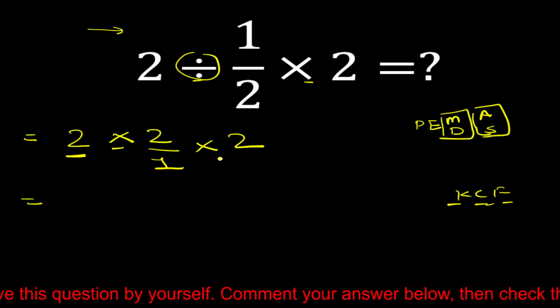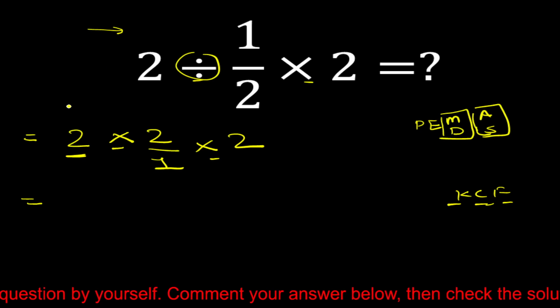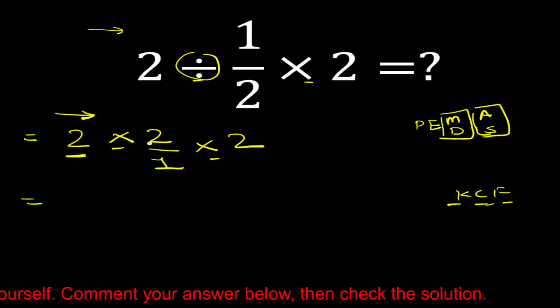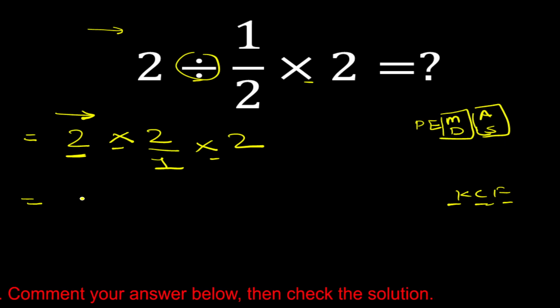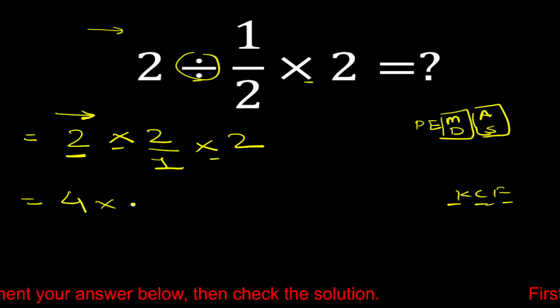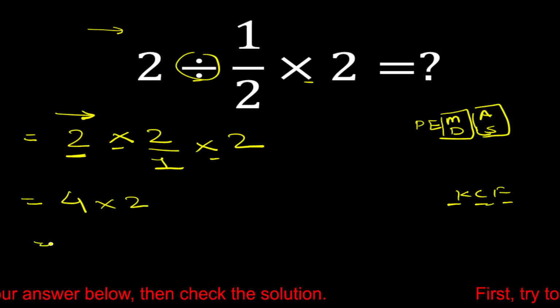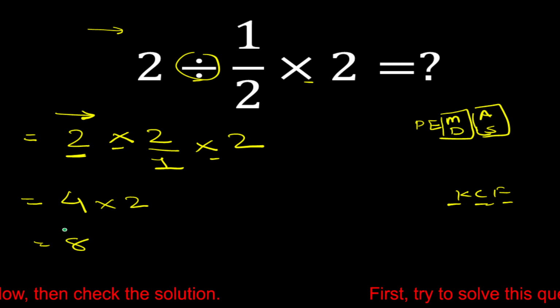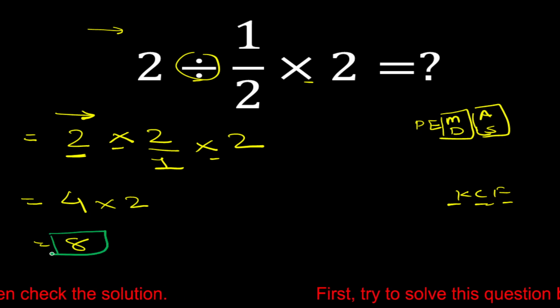Now here is a multiplication, here is multiplication. Both have same priority. Therefore, we have to solve from left to right. Okay. So 2 multiply 2 is equal to 4 multiply 2. Now 4 multiply 2 is equal to 8. Okay. So the correct answer is 8.